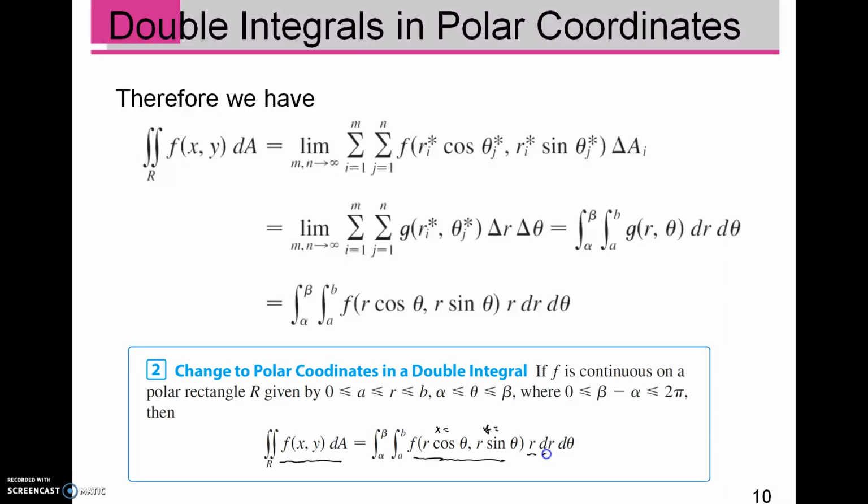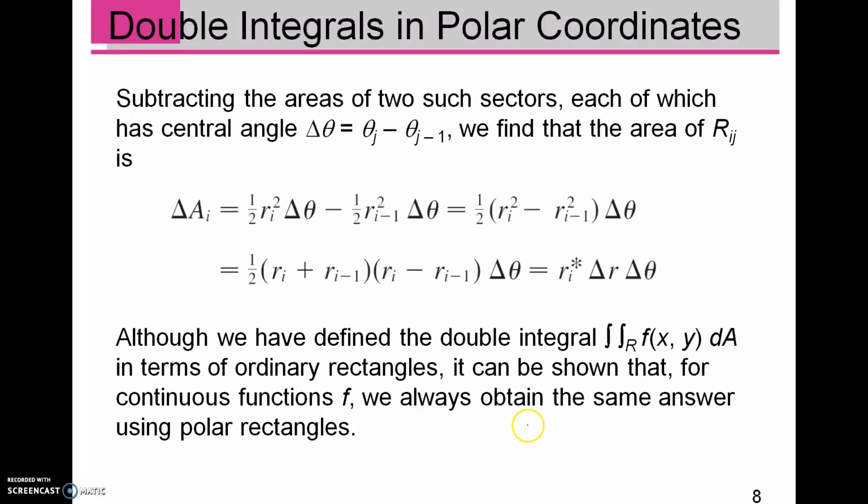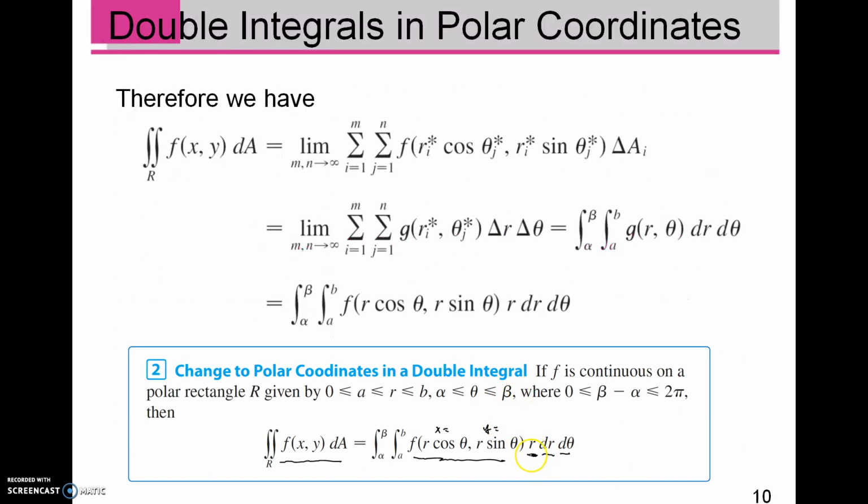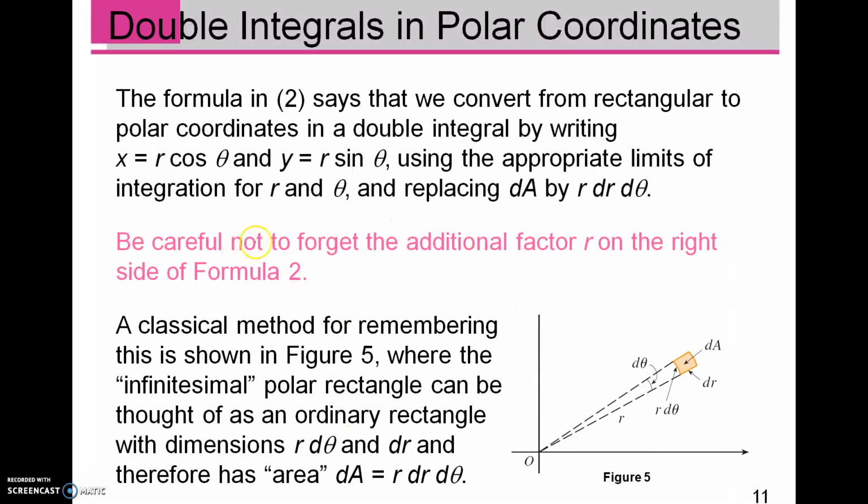The book states this, and I'm going to state this: make sure you are putting in that extra r here. This is going to give you your area. So this is going to be your equation. Your r is going to go from a to b, and your theta from alpha to beta. And again, they're iterating that. Be careful not to forget the additional factor r on the right side of the formula. You can think of this polar rectangle as having a side dr, a side r d theta. So your dA is r dr d theta.